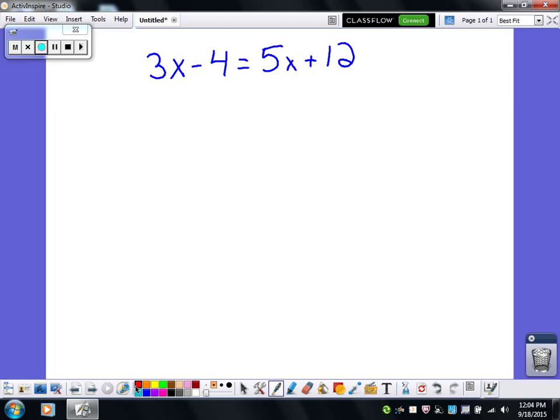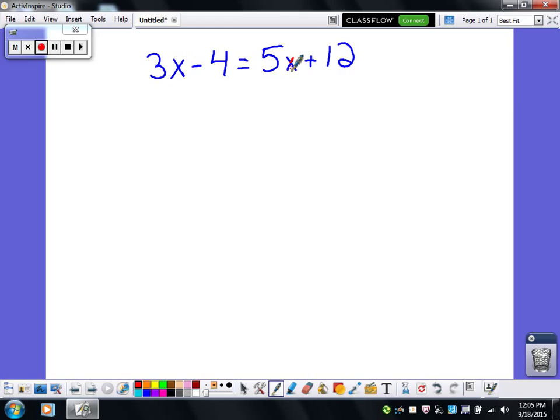There's a variable on both sides of the equation now. Earlier, we were only solving equations that had variables on one side. Now we're going to start dealing with equations that have variables on both sides. You with me? Yep. So here's how we handle that.